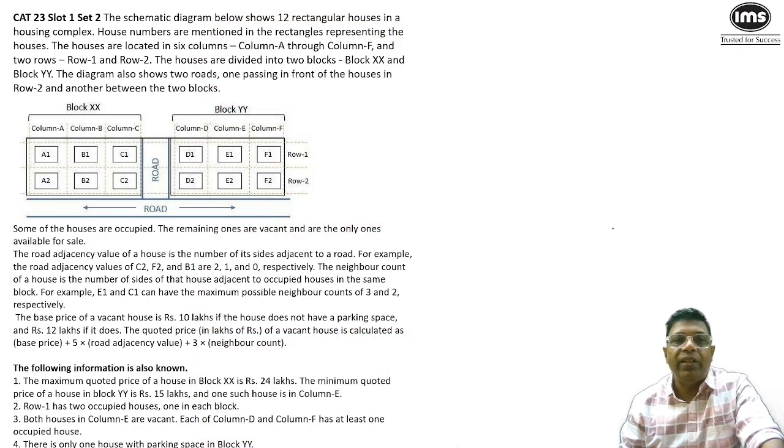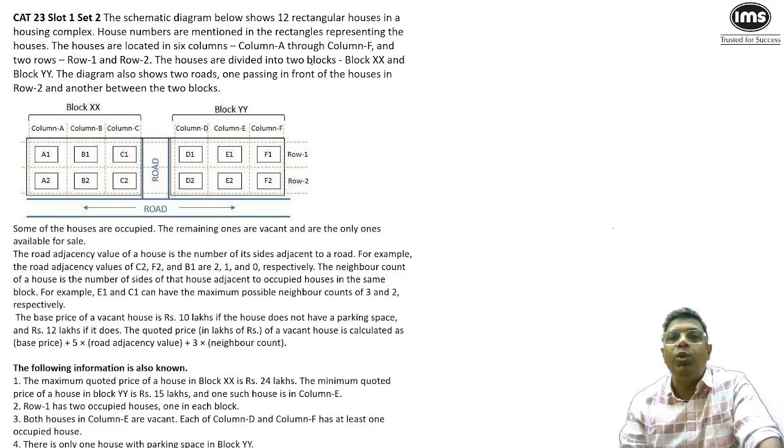The schematic diagram. So there's a diagram that has been shown to us. It shows 12 rectangular houses in a housing complex. House numbers are mentioned in the rectangle representing the houses. So I think these are A1, B1, C1 are the house numbers. The houses are located in 6 columns. That is, we can see column A, column B, column C, and similarly column D, column E, column F. Perfectly alright. And there are 2 rows. One is R1, row 1, row 2.